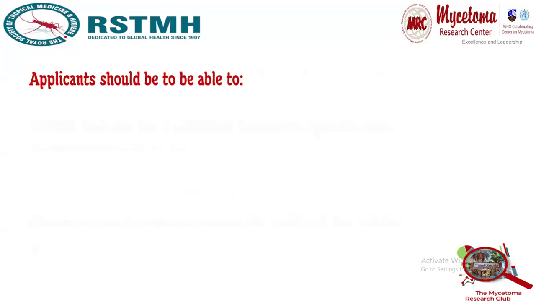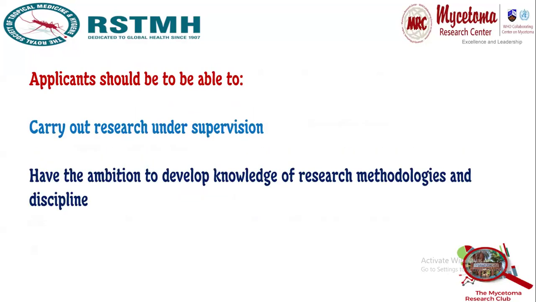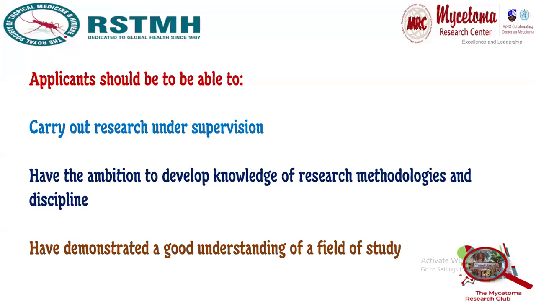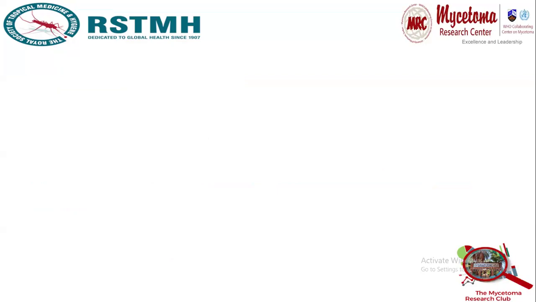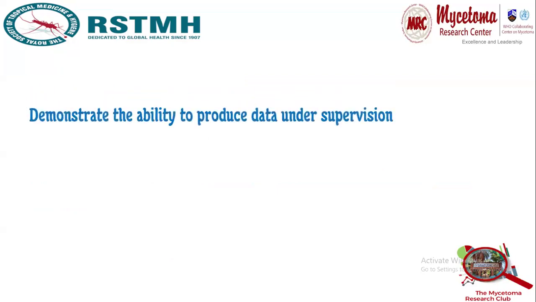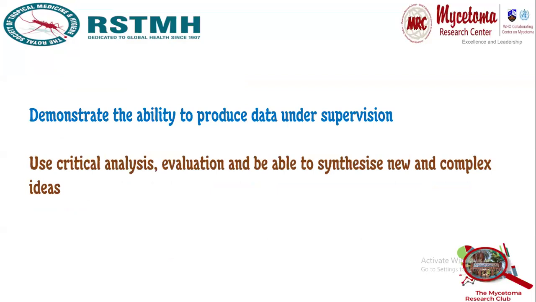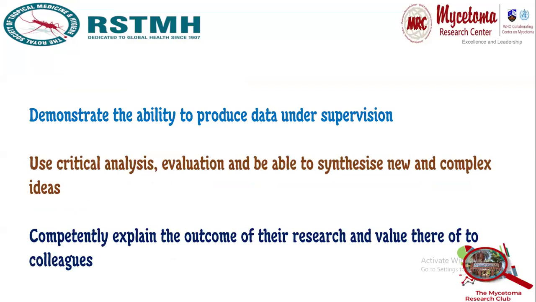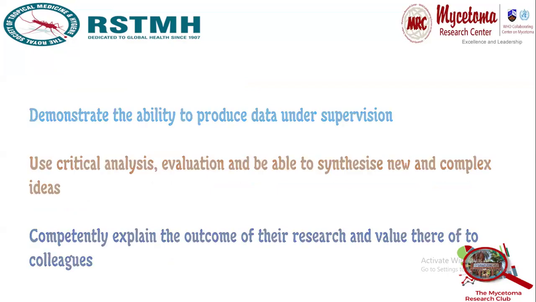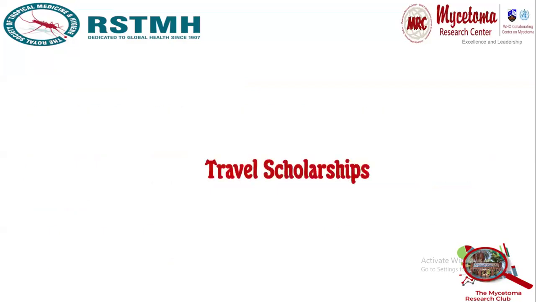So who are early career researchers? The applicants should be able to carry out research under supervision, have the ambition to develop knowledge of the research methodologies in the discipline, and have demonstrated a good understanding of the field of study. They demonstrate the ability to produce data under supervision, use critical analysis, evaluate and synthesize new and complex ideas, and competently explain the outcome of the research and its value to their colleagues. So this is how the Royal Society defines early career researchers.